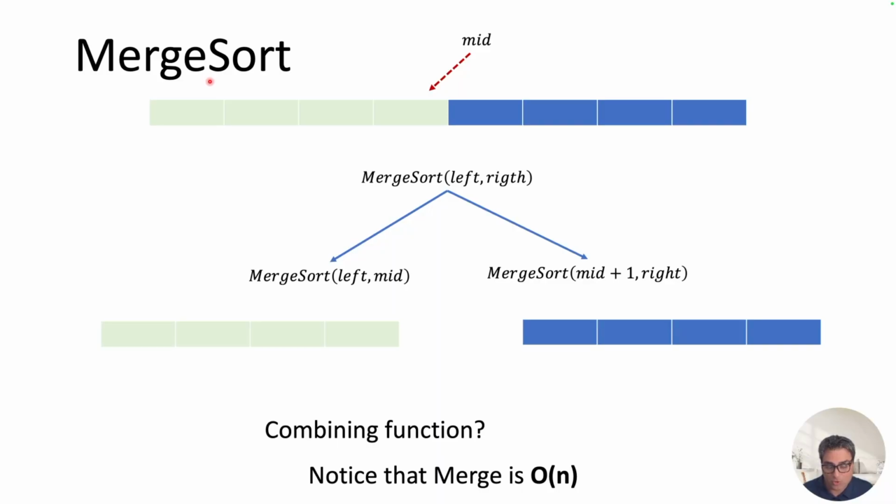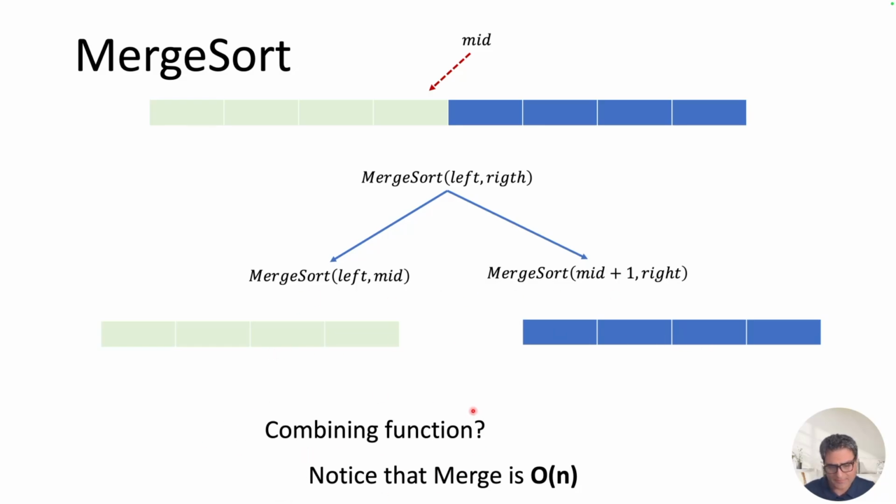Up next, merge sort. Merge sort is a very famous recursive function for sorting an array. If you have an array of size n with left index on the left side and right index on the right side, you can break this into two subarrays, from left to the middle point and from middle plus 1 to the right point. Merge sort this one and merge sort this one. And then you have to combine these two sorted arrays. So what is the combining function?